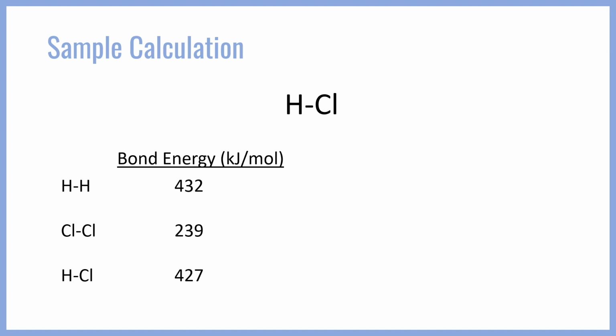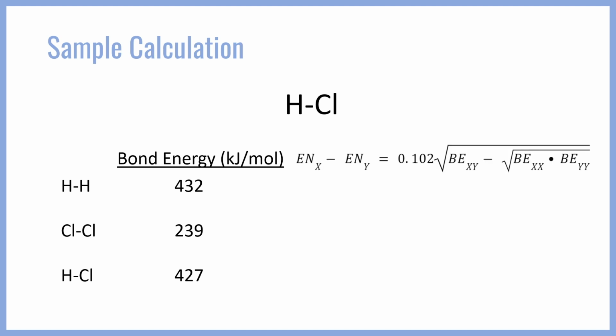What we're going to do now is simply take our equation and plug in values. We're going to plug in the BE of XY as the HCl bond, and then the XX and YY respectively as H-H and Cl-Cl. And we're just going to use the kilojoules per mole conversion, and we're going to find out that H and Cl have an electronegativity difference of 0.96, right? This is not the absolute electronegativity value of either of these elements.